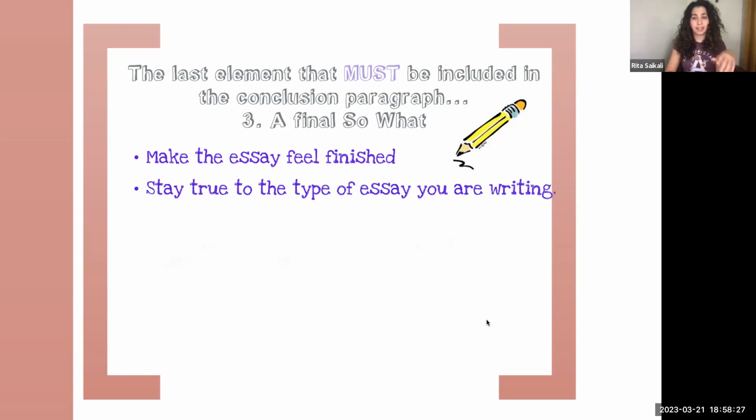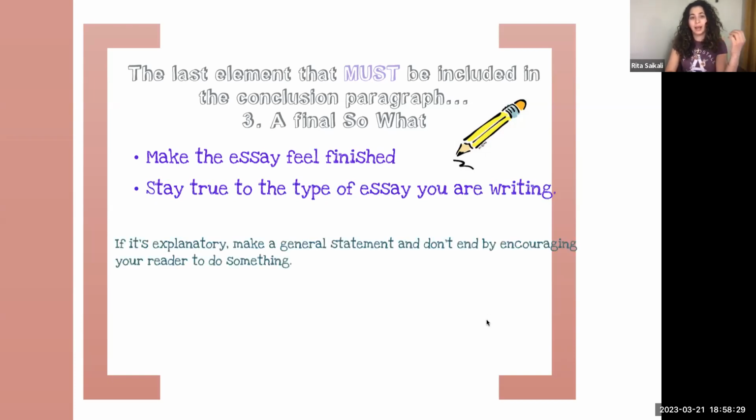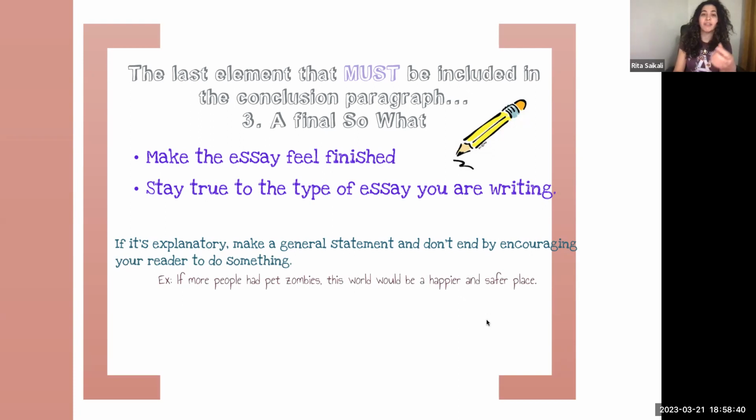So stay true to the type of essay you're writing. If it's an explanatory essay, make a general statement. Don't end by encouraging your reader to do something. You're explaining it to them. So whatever kind of essay you're doing, that's how you want the ending to be. In our zombie example, if more people had pet zombies, this world would be a happier and safer place. That just gives us an ending, right? It feels done. We're done with our essay. Does that make sense?